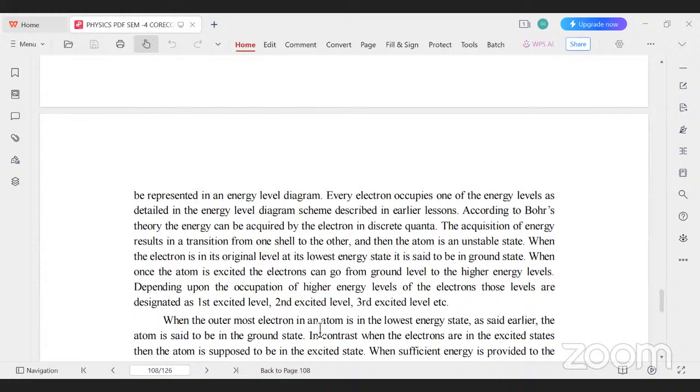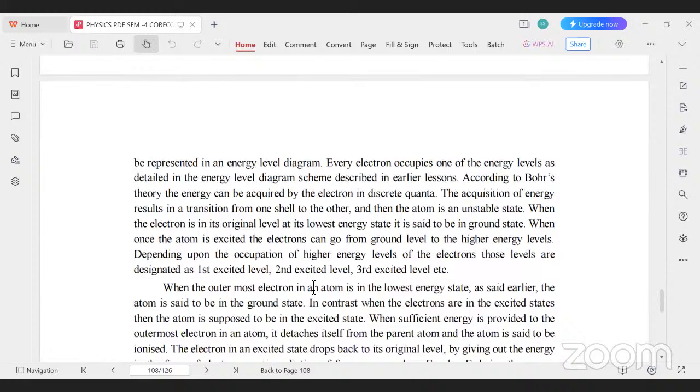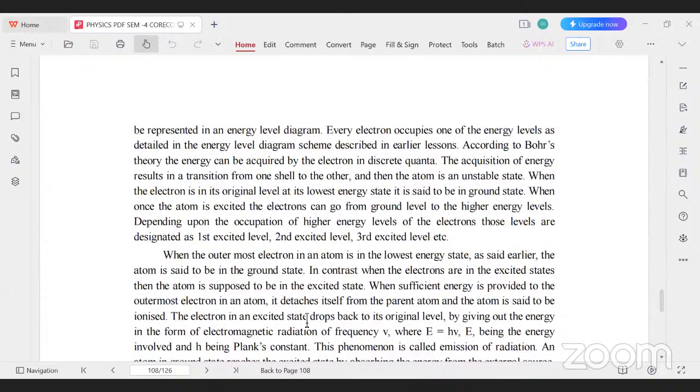When the outermost electron in an atom is in the lowest energy state, the atom is said to be in the ground state. In contrast, when the electrons are in the excited state, the atom is said to be in the excited state. This is the concept where we need to understand more how radiation takes place. This theory is very interesting and we need to know how this takes place.